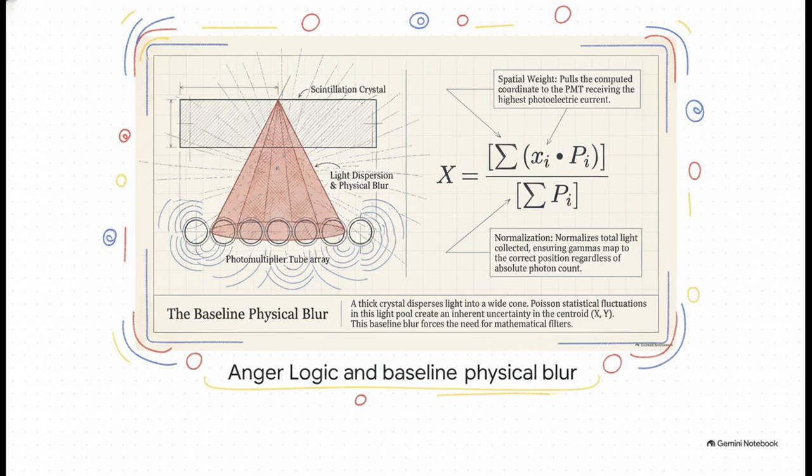Because of this massive spread, the camera has to use what's called Anger logic to calculate the spatial weight and pinpoint the event. But, well, here's the catch. Because of Poisson's statistical fluctuations in that pool of light, there's an inherent physical uncertainty in the calculation itself. Basically, this creates a baseline physical blur before our image is even fully formed.